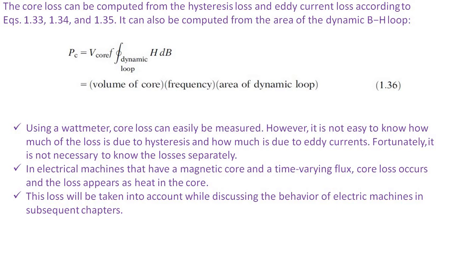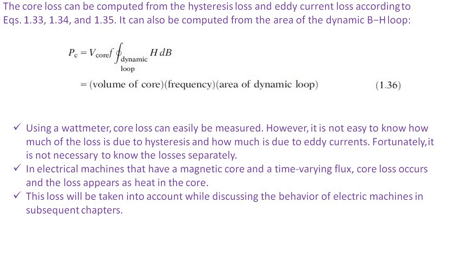The core loss can be computed from the hysteresis loss and eddy current loss according to the equation. It can also be computed from the area of the dynamic BH loop. P is equal to V core times the closed loop integral of H dB, that is, volume of core, frequency, and area of the dynamic loop.